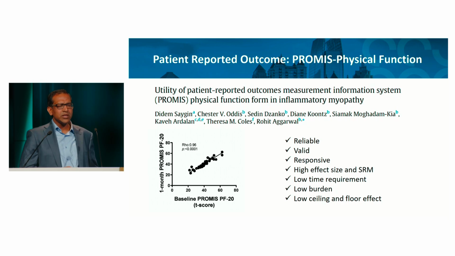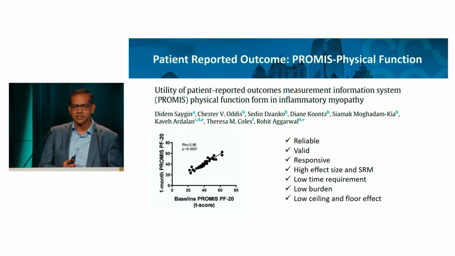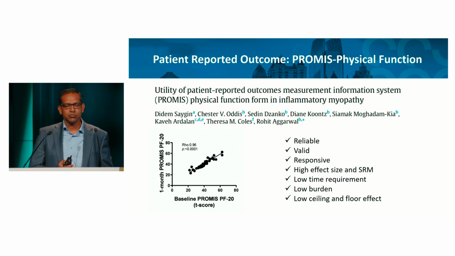And we looked at one such PROMIS measure, for physical function. PROMIS physical function, when we studied it, was highly reliable, valid, and very responsive. In fact, it had a very high effect size in SRM, very low time to do and low burden, and very low ceiling and floor effects.